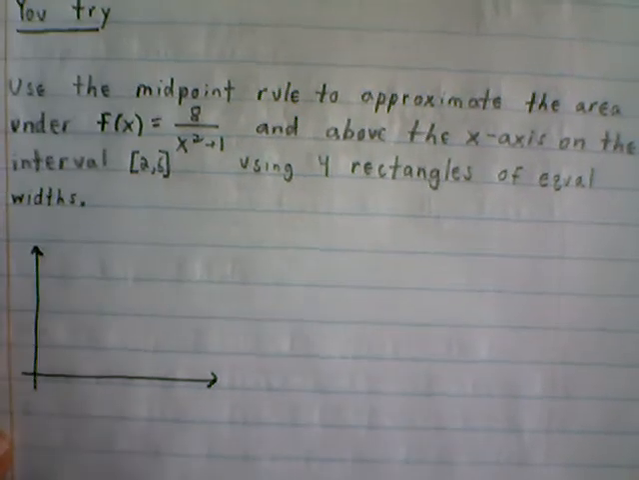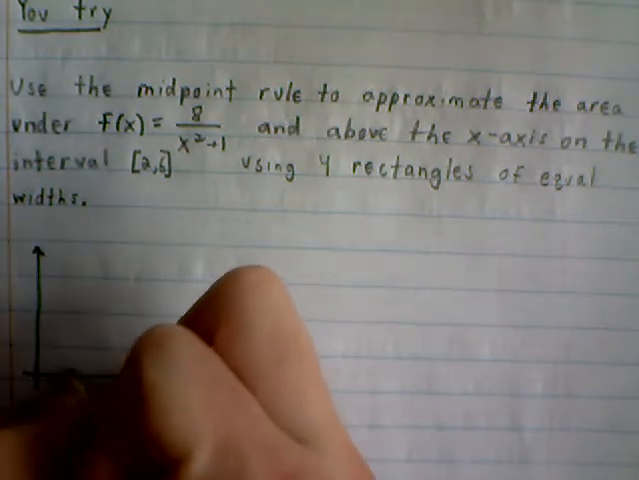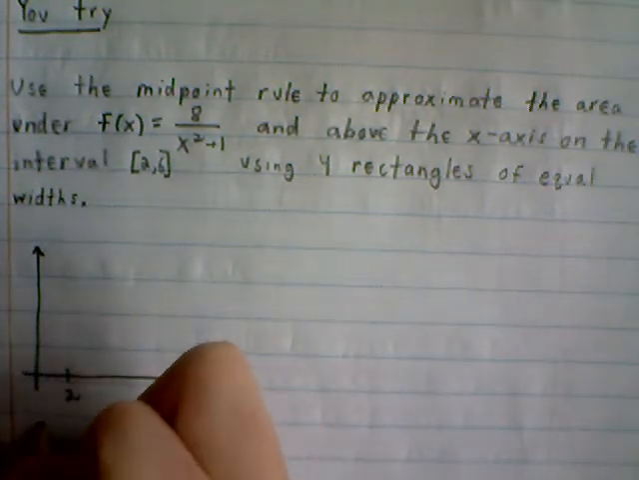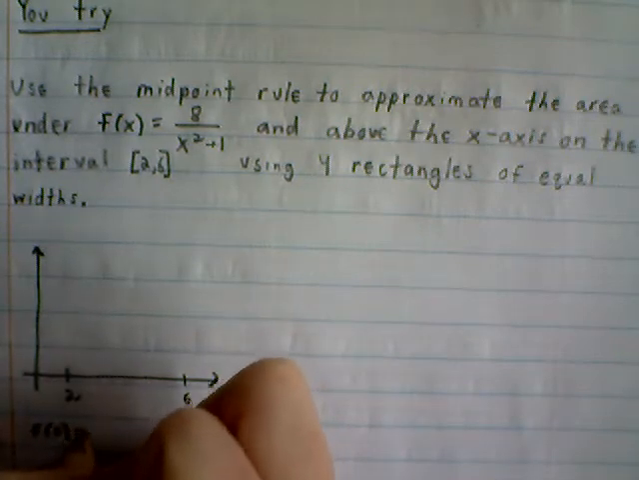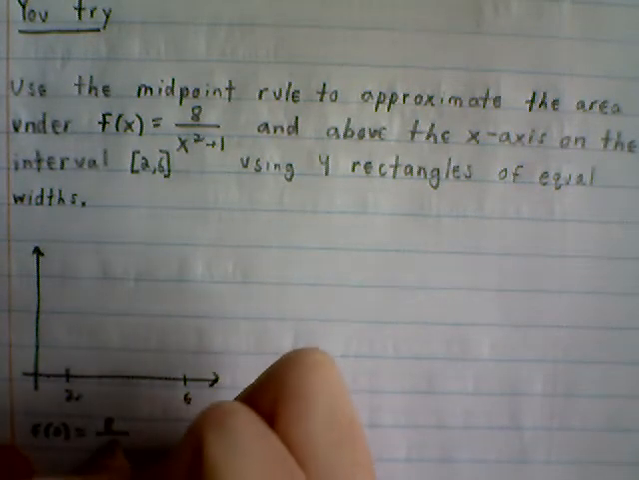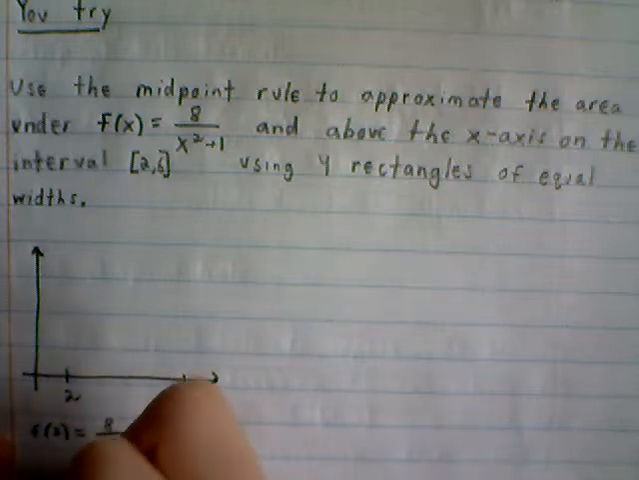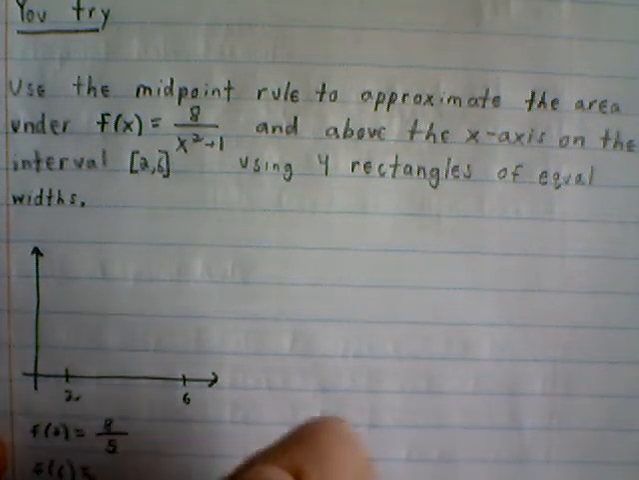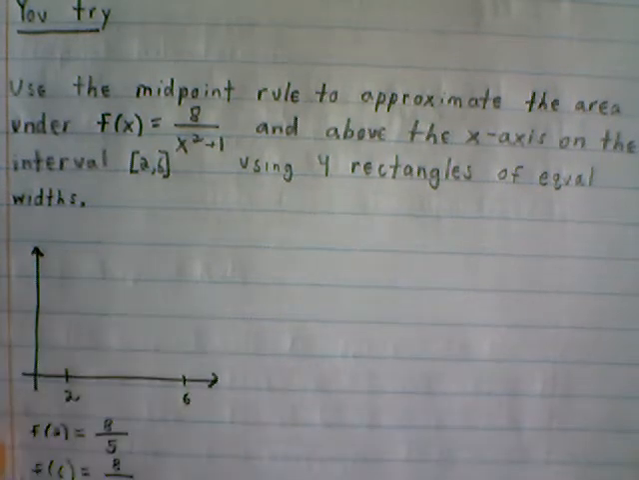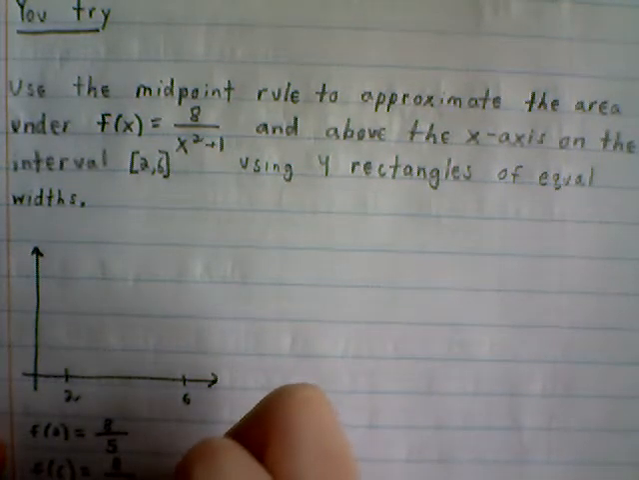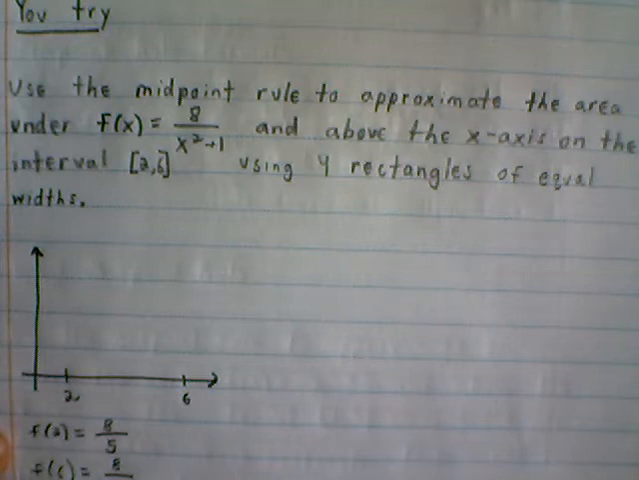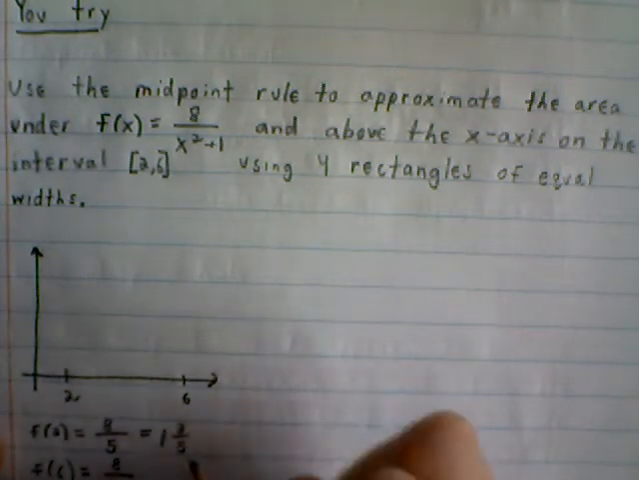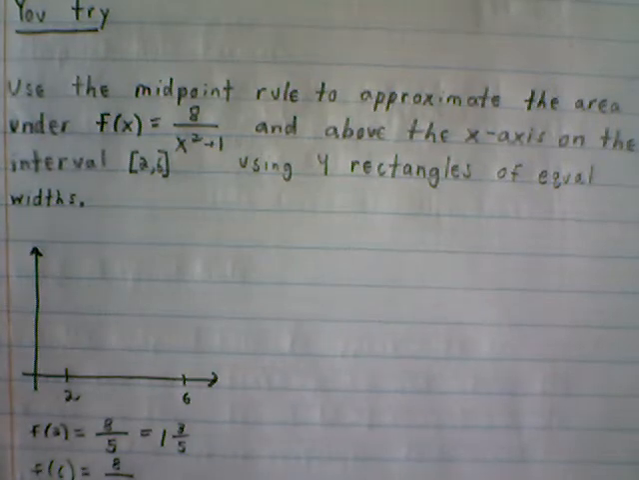Okay, so let's start by graphing our function. We're on the interval from 2 to 6. So f of 2 is 8 over 5, and f of 6 is 8 over 37. All right, so 8 over 5 is 1 3/5. So we're going to be at approximately 1.6.